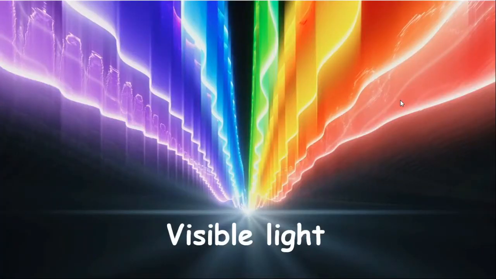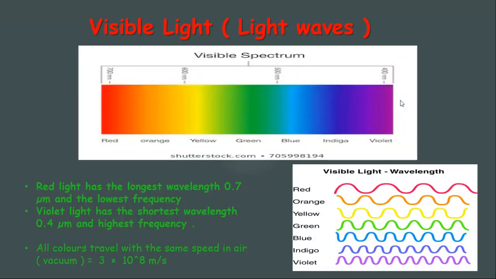The first type of electromagnetic waves we want to talk about is visible light. We will start with this one because we know so much about this type of light. Visible light waves. In the electromagnetic spectrum, we can see with our own eyes only visible light, only. All other electromagnetic waves, we can't see them with our own eyes. We only see the visible light.